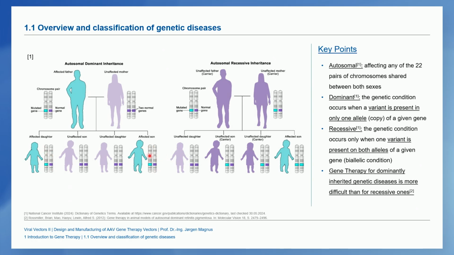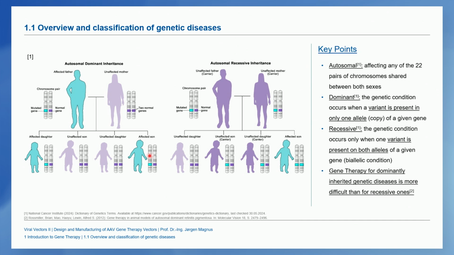And the probability is then 50%. There's also a 50% probability that he gets unaffected children without any defective mutated genes.